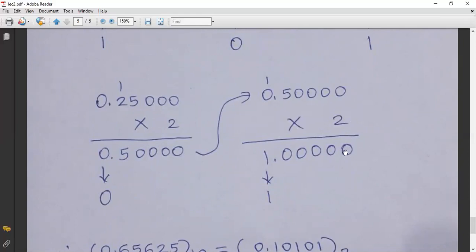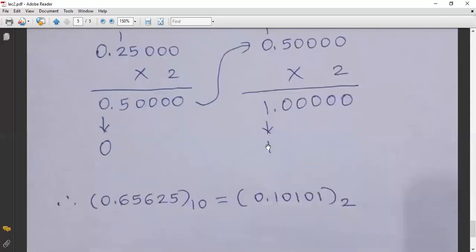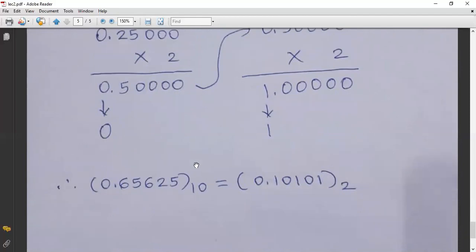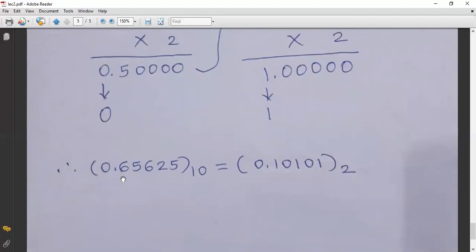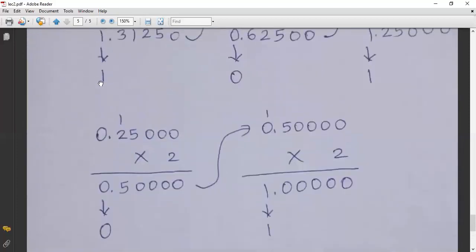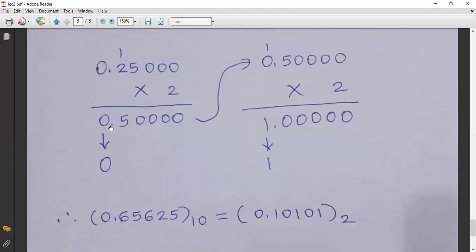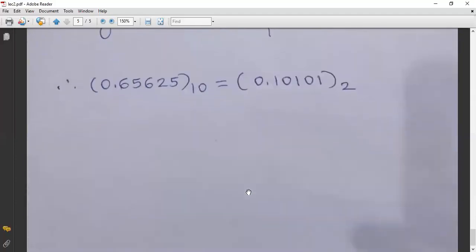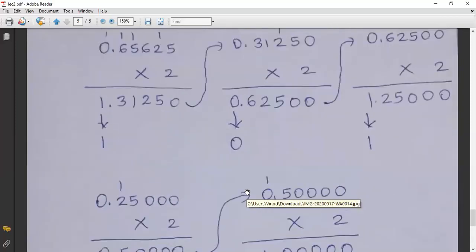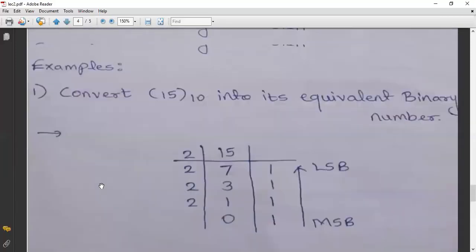Multiply it by 2 again. So at the last we got 1.0000. Extract this 1. So the remainder is 0, so discard. Now the answer for 0.65625 to the base 10 is 0.10101. So these are the numbers which were extracted from the left of the radix point. Okay. So that's it for the conversion of decimal to binary.